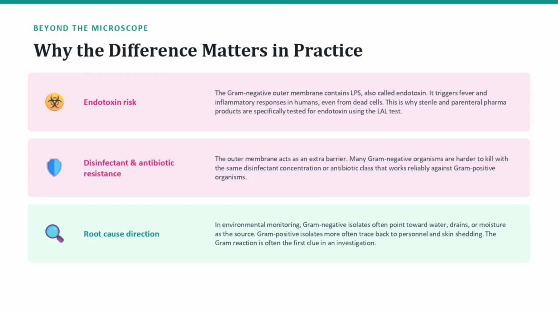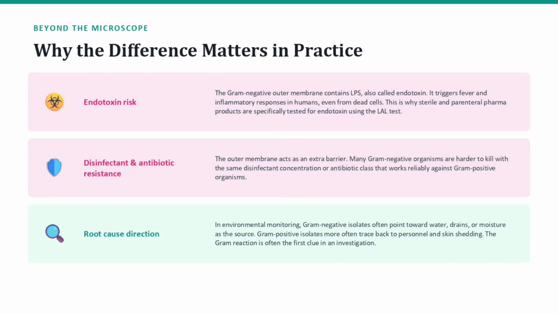Second, disinfectant and antibiotic resistance. That same outer membrane acts as an extra physical barrier. Many gram-negative organisms are genuinely harder to kill with the same disinfectant concentration, or the same class of antibiotic that works reliably against gram-positive organisms. This has direct consequences for how you validate your sanitation program.